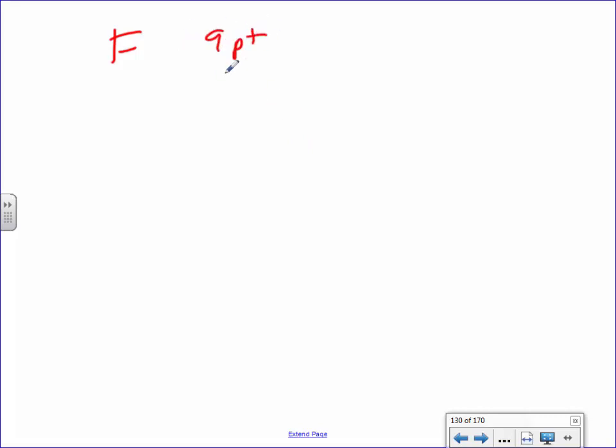So it means it has 9 protons, and it should have 9 electrons. So I'm going to draw it out. Here's a nucleus. It's got 9 protons in it. And then in the first energy level, as always, there's only ever 2 electrons. So 1, 2. Okay, second energy level.